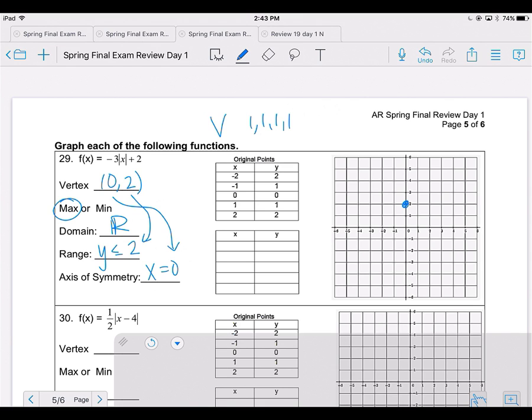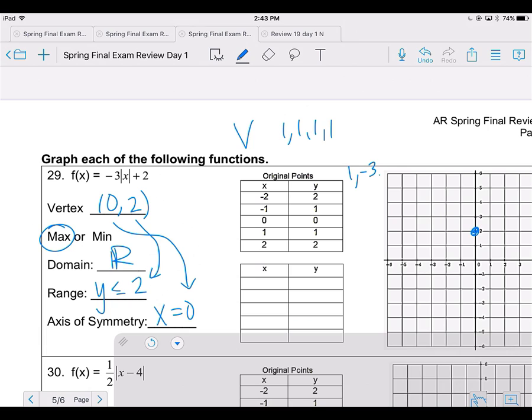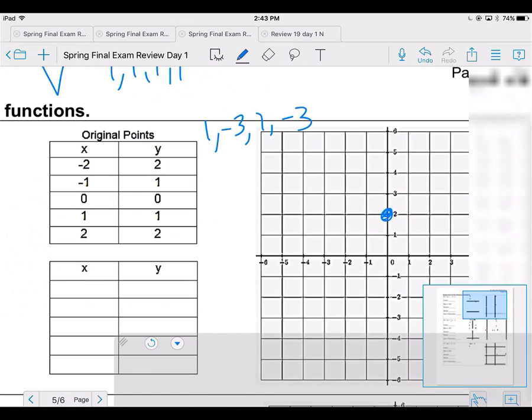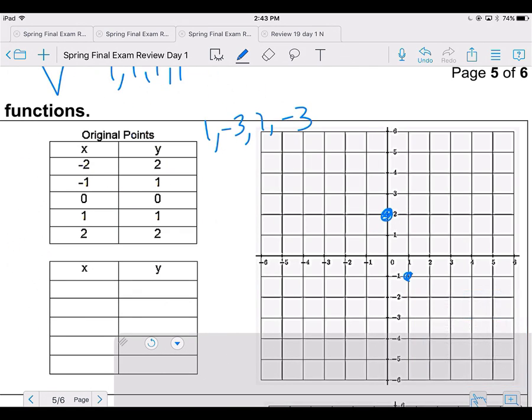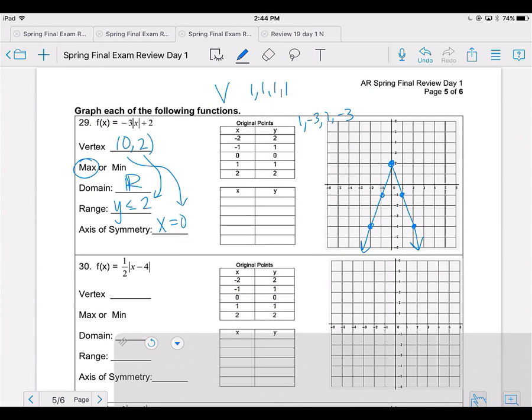My pattern changes from 1, 1, 1, 1. We're changing every other number to a negative, so 1, negative 3, 1, negative 3. So I go right 1, down 3, right 1, down 3, left 1, down 3, left 1, down 3. And again, you can plug this in to y equals. And I'll do that on problem 30.